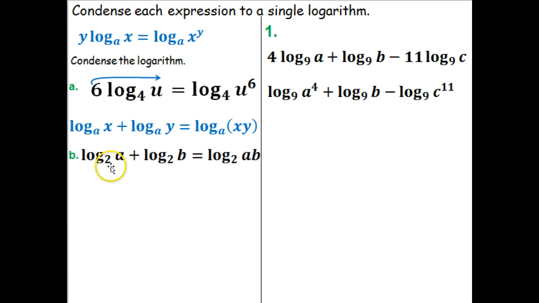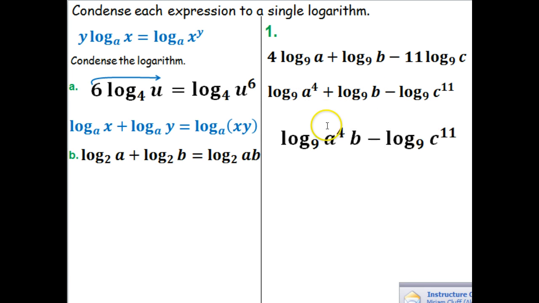So if we want to look at another example here, these both have the same base. Because they have the same base, we're just simply going to multiply this. This is a times b. This would be log base 2 a times b. So we're going to use that over here, and this is an a and a b here as well. So we're just going to multiply those two together. Okay, so here's what it looks like. Log base 9 a to the 4th times b minus, and then this is, we haven't really messed with this one yet. We're going to do that next. That's going to be our next step.